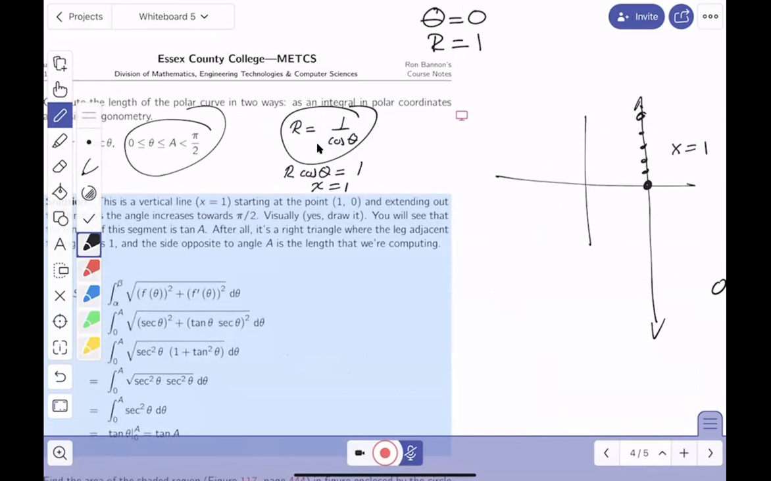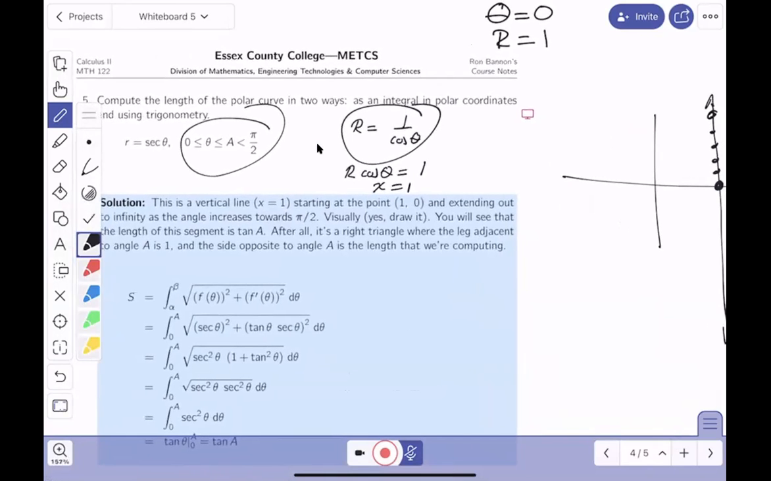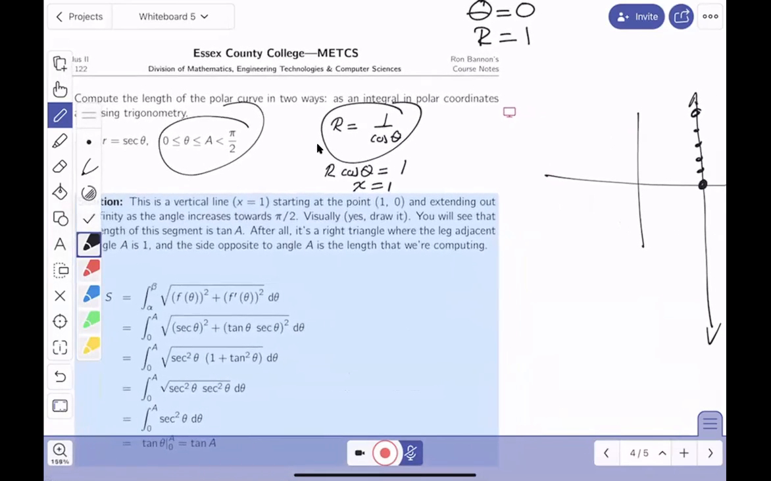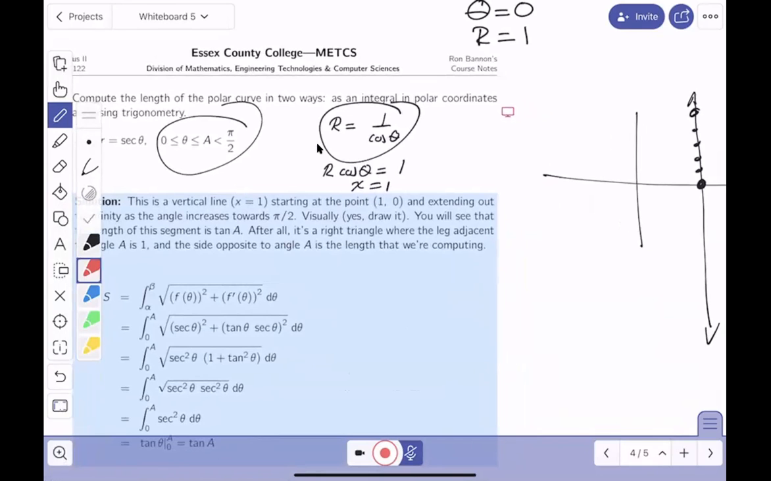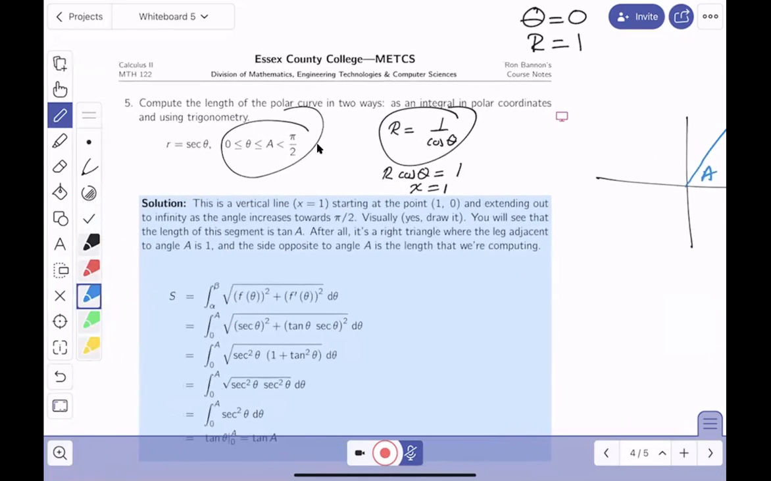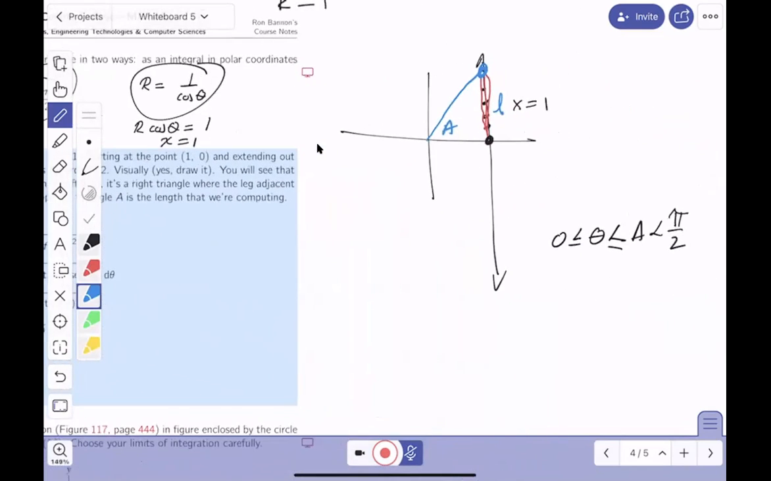Now, I wonder what their question is. Their question is to compute the length. Let me point out what the length is. The length is this thing over here, but the point depends on where a is. When a gets closer and closer to pi over 2, that length is going to get bigger and bigger. So what do they want me to do? They want me to compute the length of the polar curve in 2 ways, as an integral in polar coordinates and using trig. Well, I'm going to use trig first.